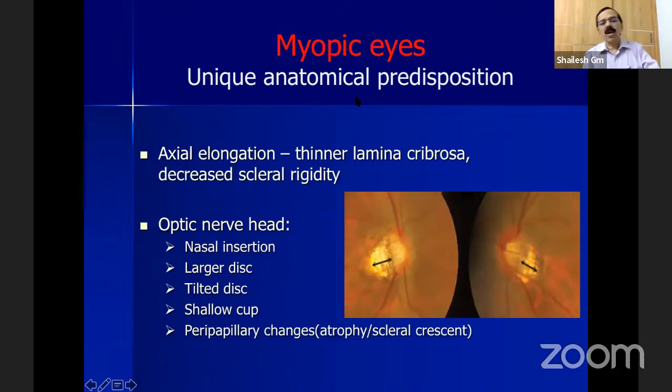Now, what makes myopia a very challenging one is its anatomical predisposition. There is axial length elongation, thinner lamina cribrosa, and decreased scleral rigidity. And when you see the optic nerve head, we have that nasal insertion, we have a larger disc, we have a tilted disc, and we have shallow cupping. And along with that, we also have peripapillary changes like atrophy and scleral crescent.